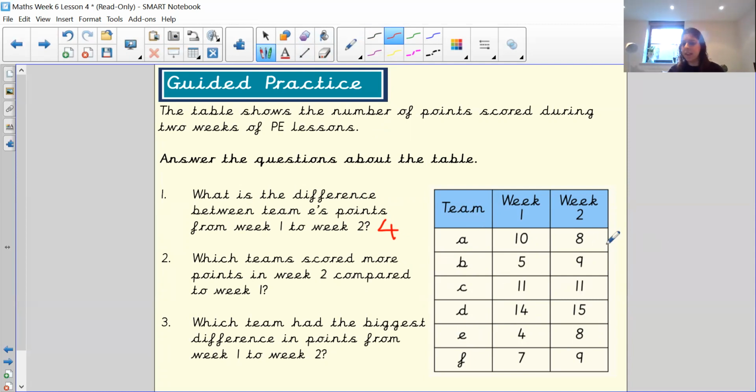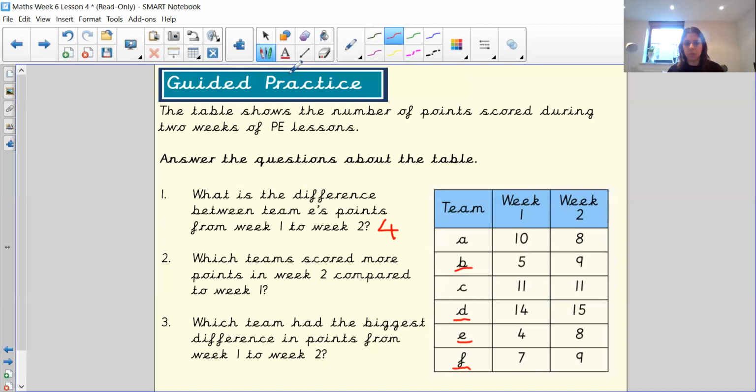Team A, they didn't score more in week 2. They scored 8 in week 2, but they scored more in week 1. Team B, they scored more in week 2. So we know that team B did. Team C, they didn't, they scored the same. Team D, they did, they scored more in week 2. Team E, they did, they scored 8 in week 2, but only 4 in week 1. And team F also did, they scored 9 in week 2 and 7 in week 1.